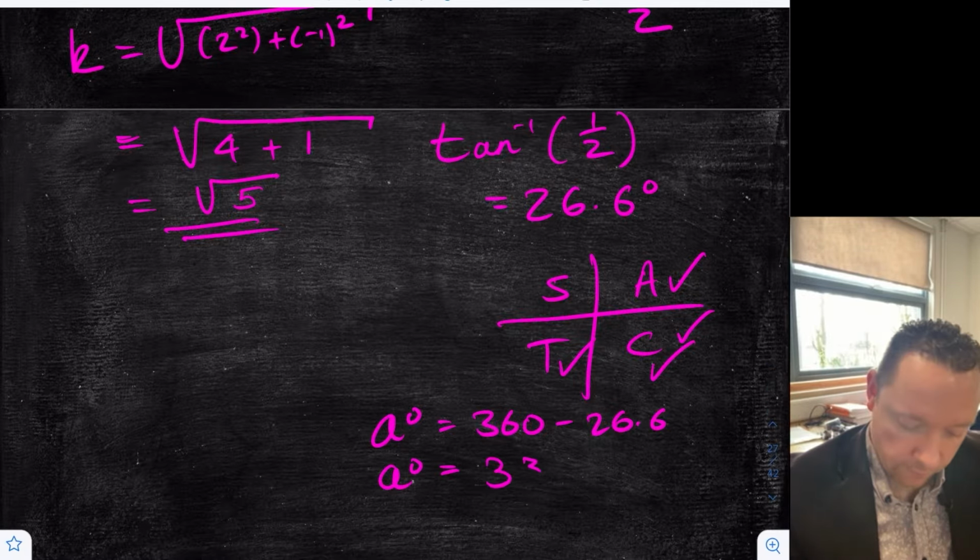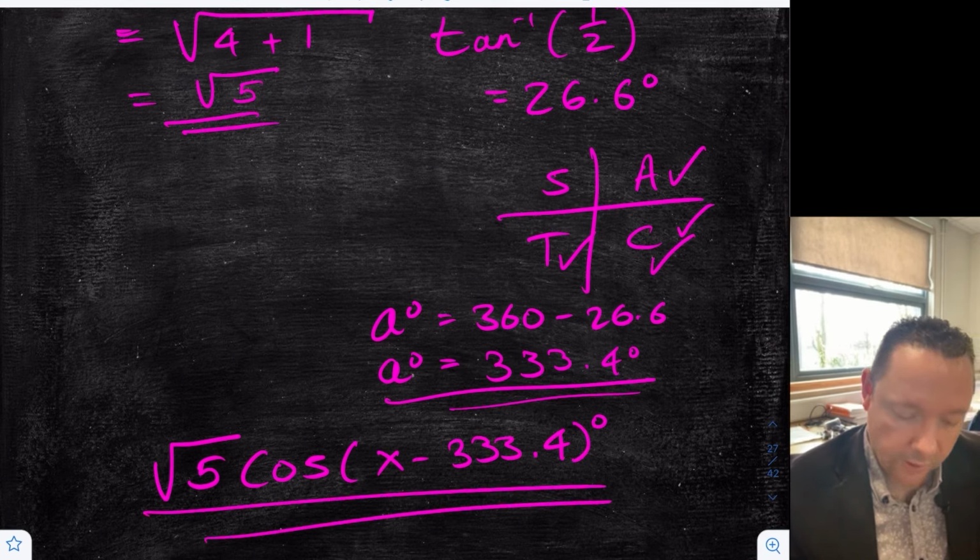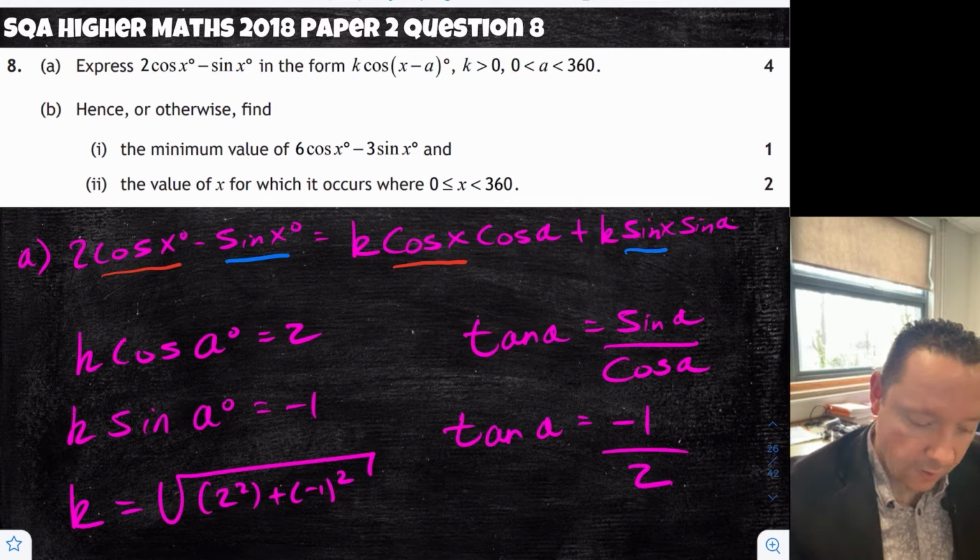And now we just write our answer as k cos(x minus a). So our answer is root 5 cos(x minus 333.4 degrees). And we're done there for part A. Part B: hence, find the maximum and minimum value of 6 cos x minus 3 sin x, and then find the value for which it occurs between 0 and 360.